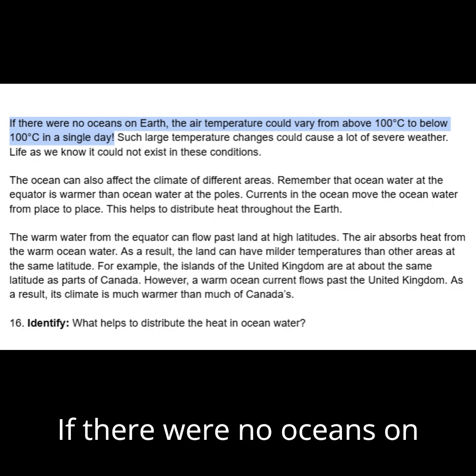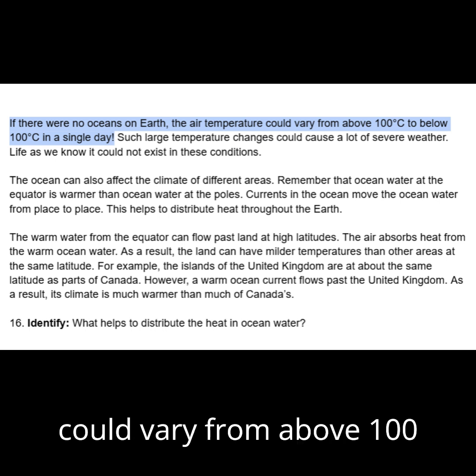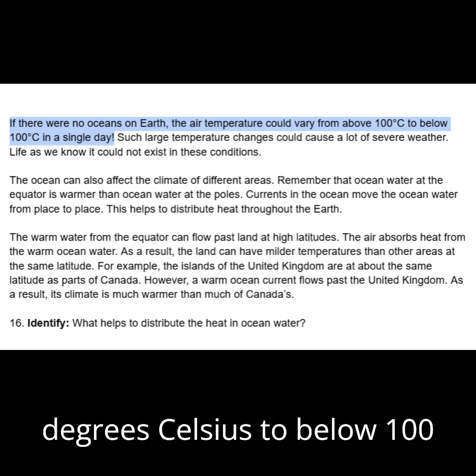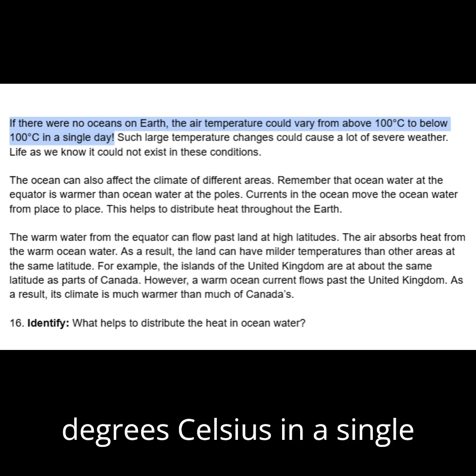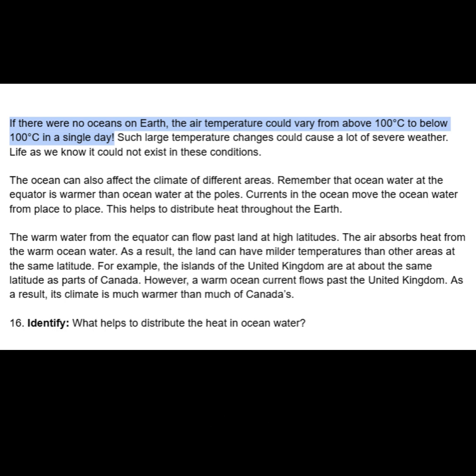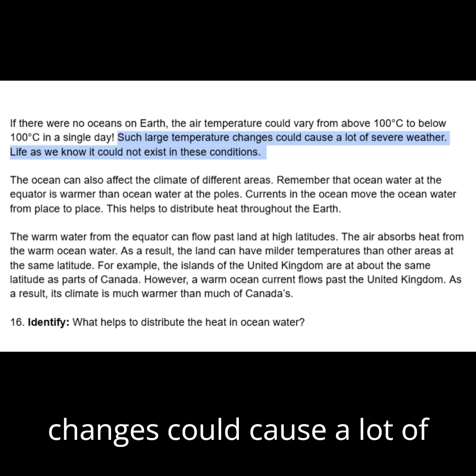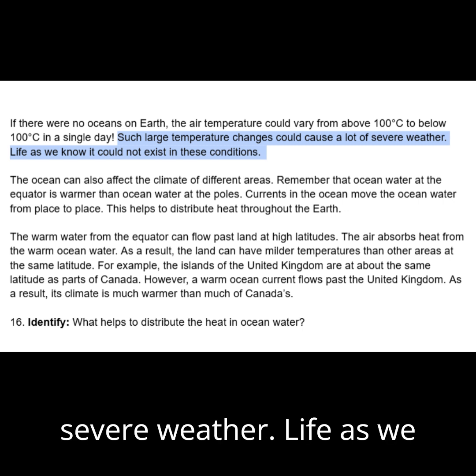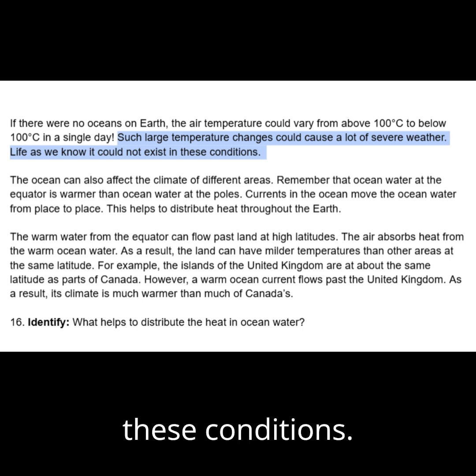If there were no oceans on Earth, the air temperature could vary from above 100 degrees Celsius to below negative 100 degrees Celsius in a single day. Such large temperature changes could cause a lot of severe weather. Life as we know it could not exist in these conditions.